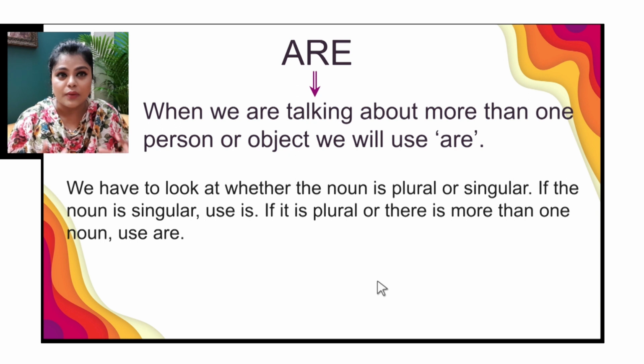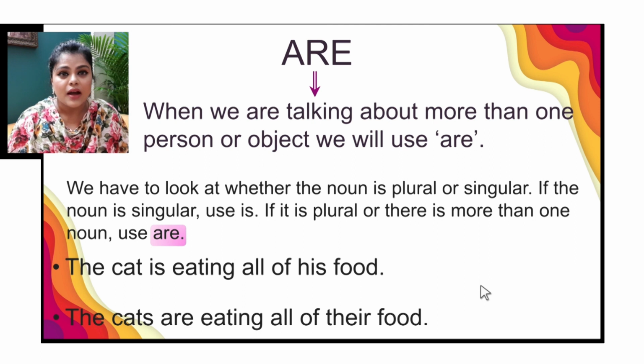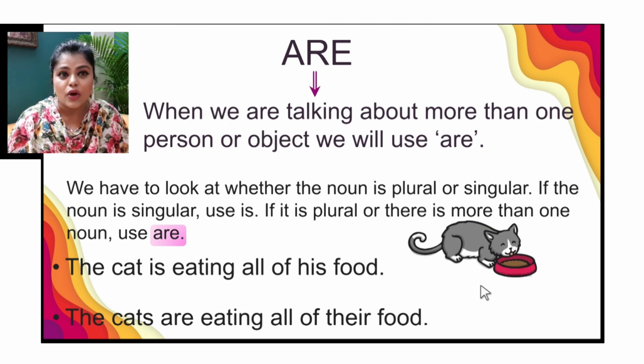We have to look at whether the noun is plural or singular. If the noun is singular, we will use the word is. If the noun is plural or there are more than one noun, we will use the word are. Okay, for that, let's see a few examples. The cat is eating all of his food.